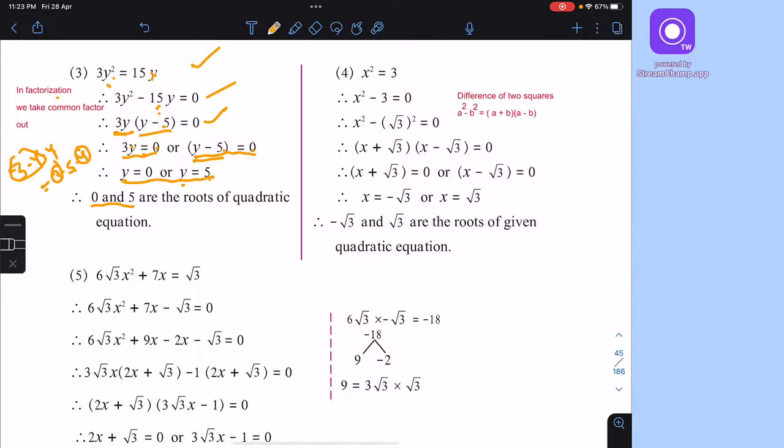Therefore 0 and 5. As I told you before, when you are solving, this is or. But when you are writing roots, you have to write and. 0 and 5 are the roots of the quadratic equation.